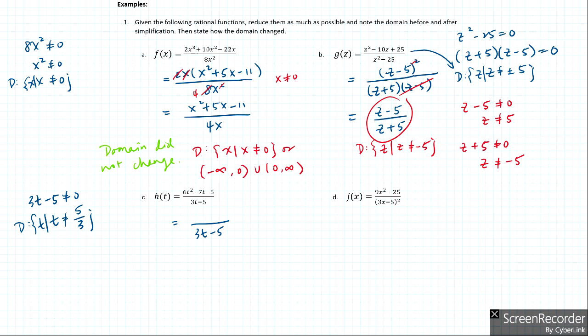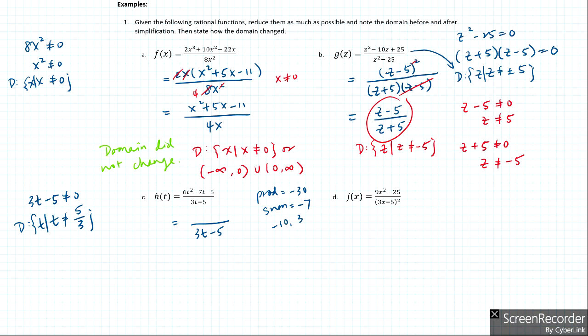And on top, if we want to factor, we would have to use the AC method. That means we want the product to be a times c, which is 6 times negative 5, or negative 30, and we want the sum to be negative 7 over here. And we can think about the two numbers that would work. In this case, I believe the two numbers are negative 10 and positive 3.